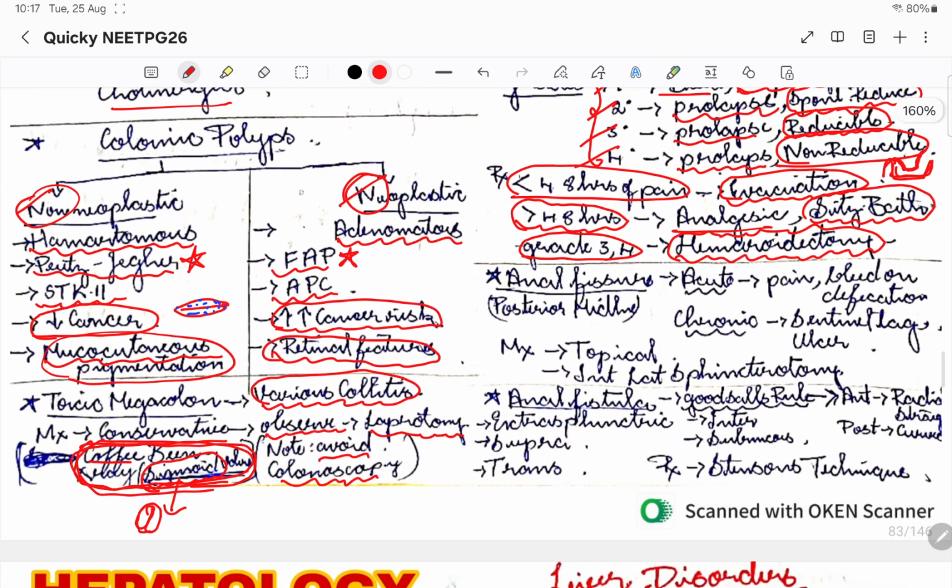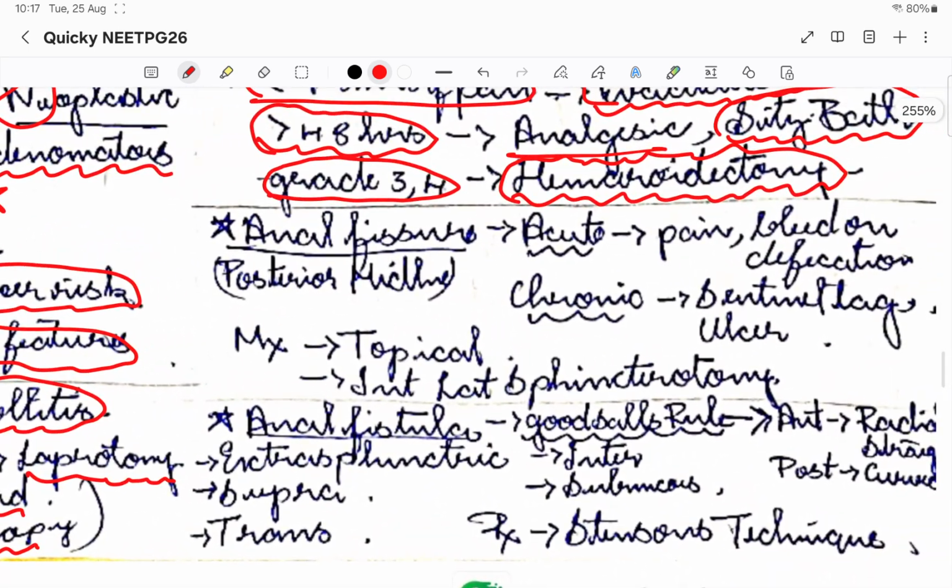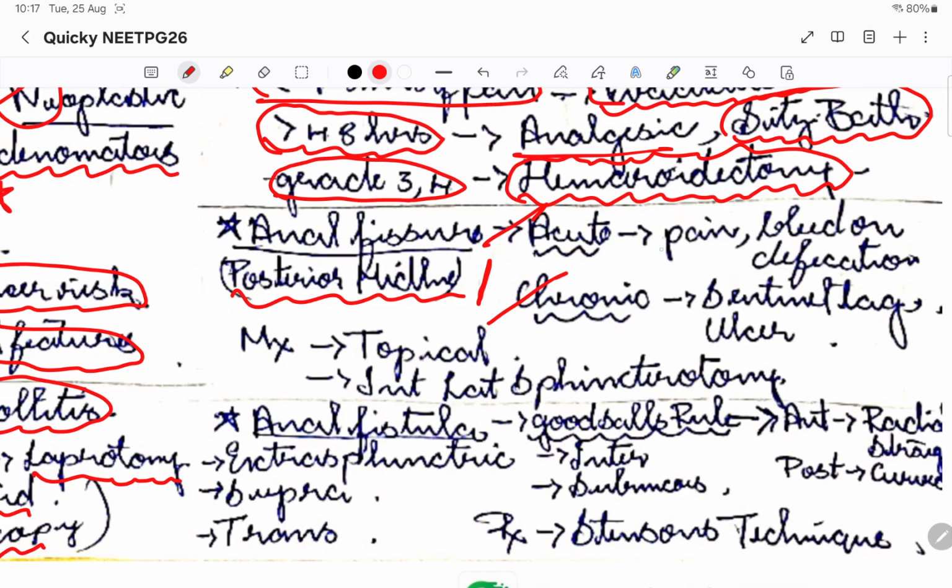Okay, then coming to anal fissures, it is going to be acute and chronic type. Most commonly it will be in the posterior midline. Anal fissure is just a wound that is happening in the anal canal. In the acute anal fissure, the clinical features will be pain and bleeding on defecation, whereas in chronic, there will be a sentinel tag and ulcers might be seen.